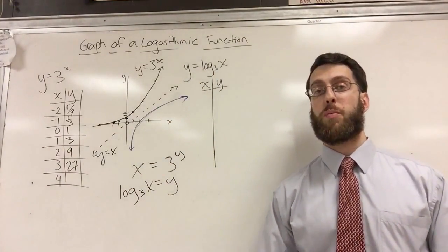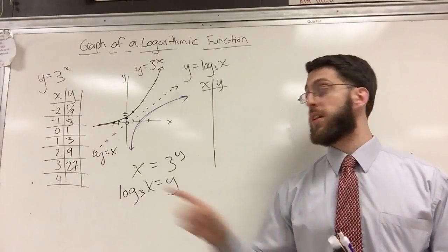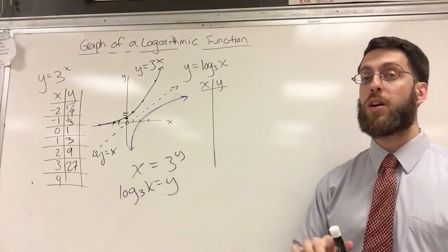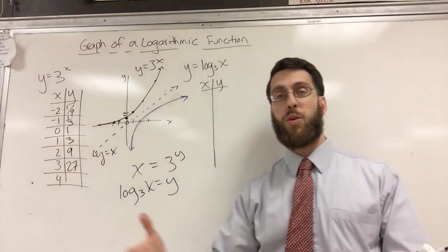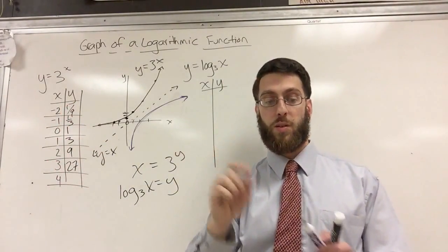And there are specific points. It wasn't a random sketch that I did. There are very specific points here. Do you know how to find them? You just switch all the points. Isn't that what inverse is? You're switching the x's and the y's.